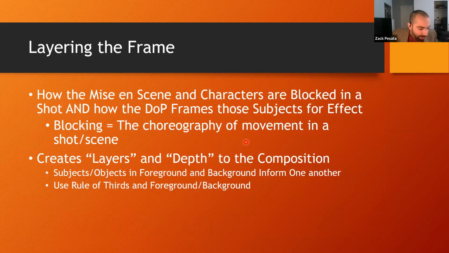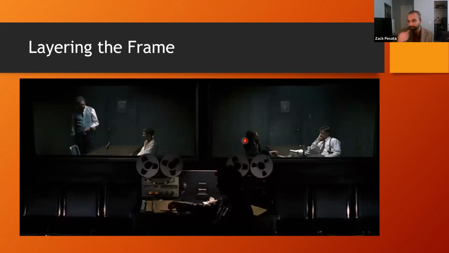I also want you to think about cinematographers consciously layering the frame. So how the mise-en-scene and characters are blocked in a shot, and how the director of photography frames those subjects for effect. And remember, blocking is the choreography of movement in a shot or scene. But by layering the frame, you create layers and depth to the composition. Subjects and objects in the foreground and background inform one another. Use rule of thirds and foreground and background to decode layering.